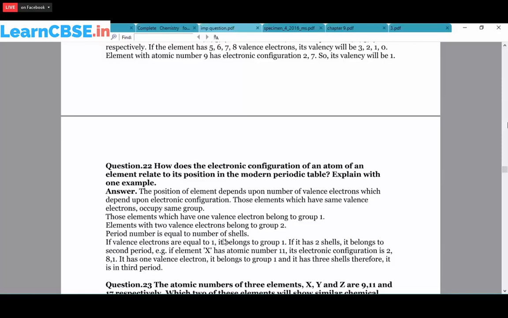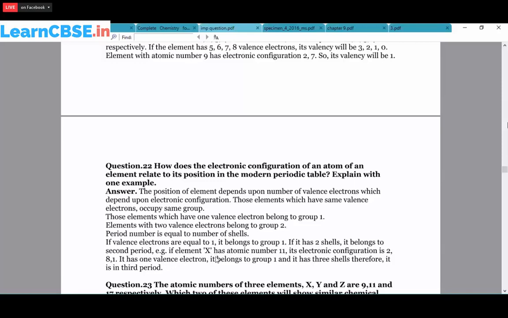The period number is always equal to the number of shells. Suppose you are saying that the element is present in period 3, it indicates that the particular element has 3 shells. If the valence electrons equal 1, it belongs to group 1. The same thing: if it has 2 shells, it belongs to the second period.